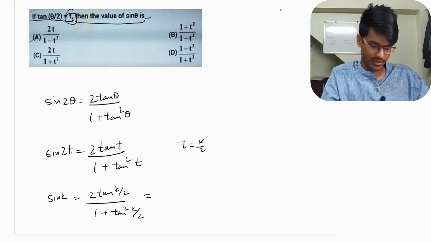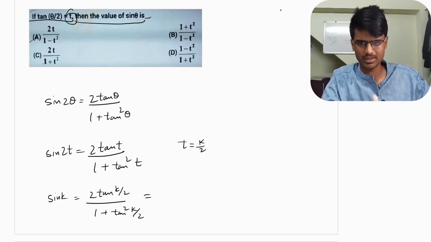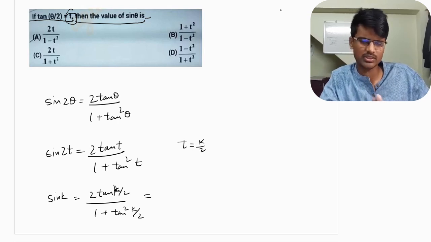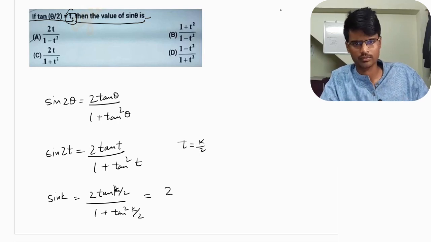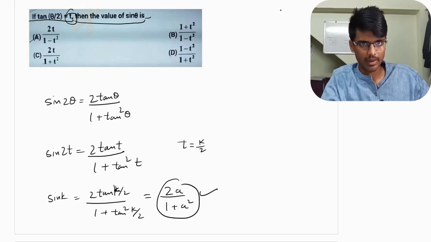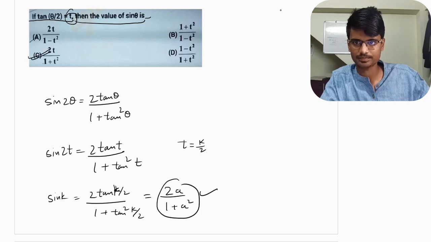It's slightly confusing with the variables, but I think you get that. So I'll just replace tan k by 2 with some variable, say a: 2a by 1 plus a square, right? So this is our answer. I have played with the variables, I hope you get that. So the correct answer is option C.